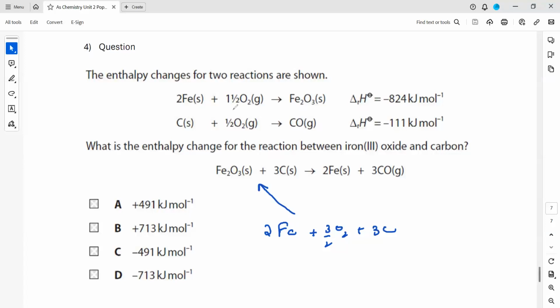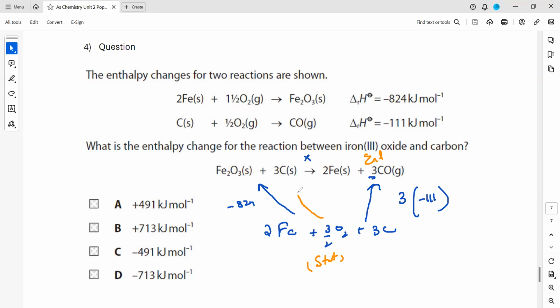If iron and oxygen react and form iron oxide, how much energy will be there? Minus 824, because these formations are given. If carbon and oxygen react, they form carbon monoxide. One mole of carbon monoxide is minus 111, but for 3 moles it will be 3 times minus 111. And this is what is unknown, x. When we apply Hess's law, where the 2 arrows are pointing out, that is the start of the cycle, and where 2 arrows are pointing in, that is the end of the cycle.